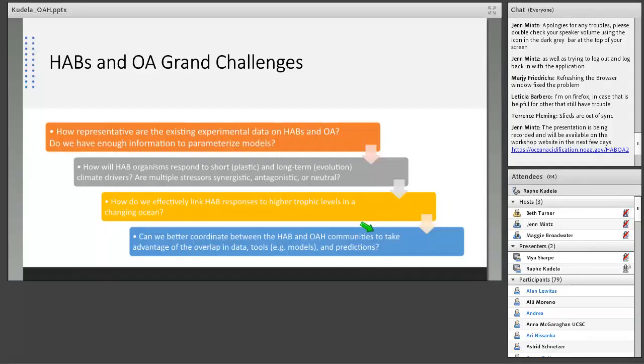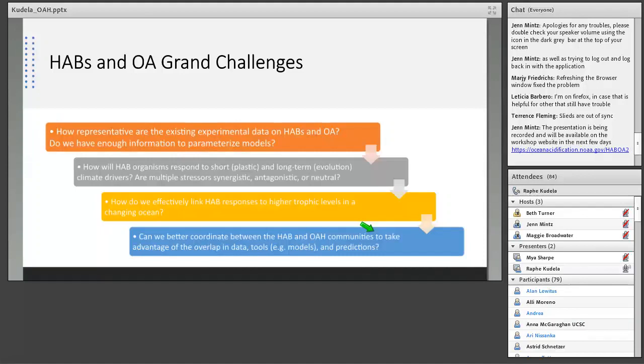And then lastly, my plea, which I've said several times before, but I do think we can better coordinate between the HAB and OAH communities to take advantage of this overlap. No, we're not measuring exactly the same thing. No, we don't all need exactly the same parameters, but California just committed over $1 million to start tracing nutrient sources to look at OAH. And again, that is exactly what we need for HABs. We would love to know what the nutrient sources are and link that to harmful algal blooms.